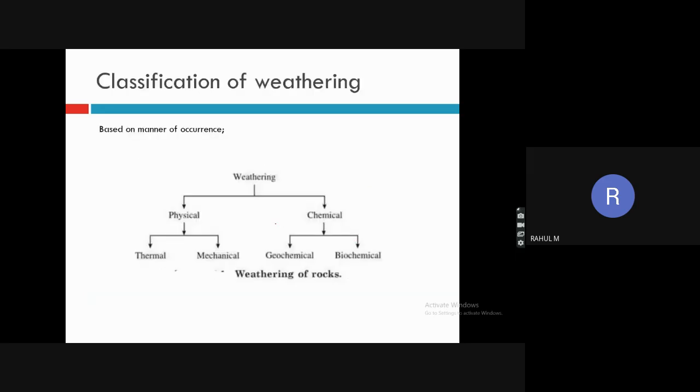Okay, now to get a better idea, let us classify this weathering into two types. One is the physical type, and the second one is the chemical type. Under physical you can see thermal and mechanical, and under chemical there is geochemical and biochemical. So we'll see how each of these occurs. Physical, just make a note of this. We'll come back to it in the next class. Classification over here.